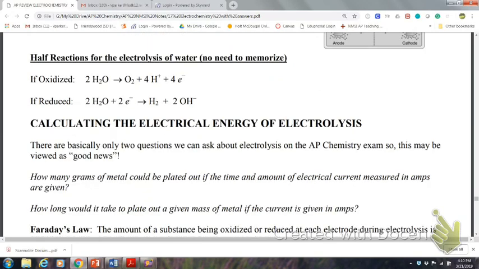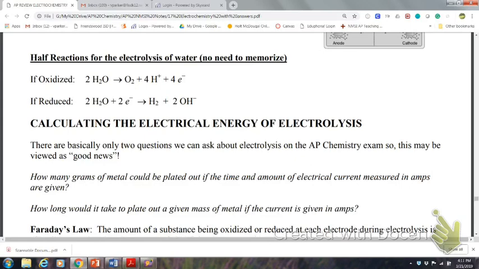Here are the half reactions for the electrolysis of water. You need to know both of them, but you don't need to memorize them because they are in the chart. But if what you're reacting in there is being reduced, then of course water is going to be oxidized. So you need to know what's happening with water, and then vice versa. So I'll let you read through that.